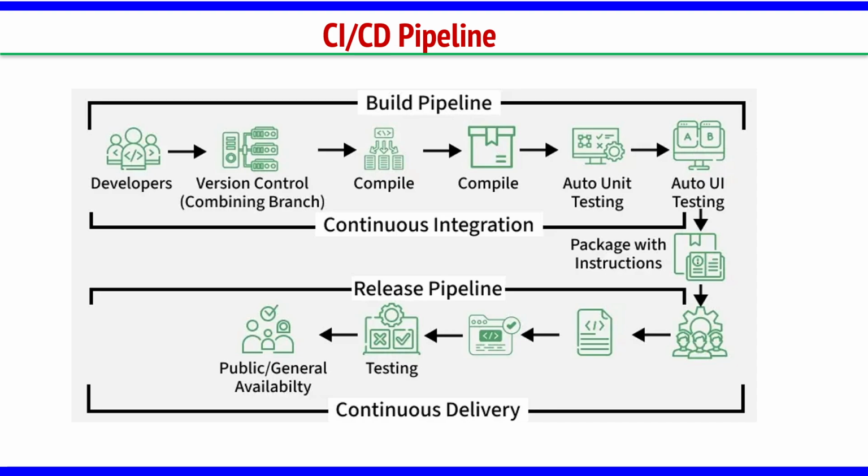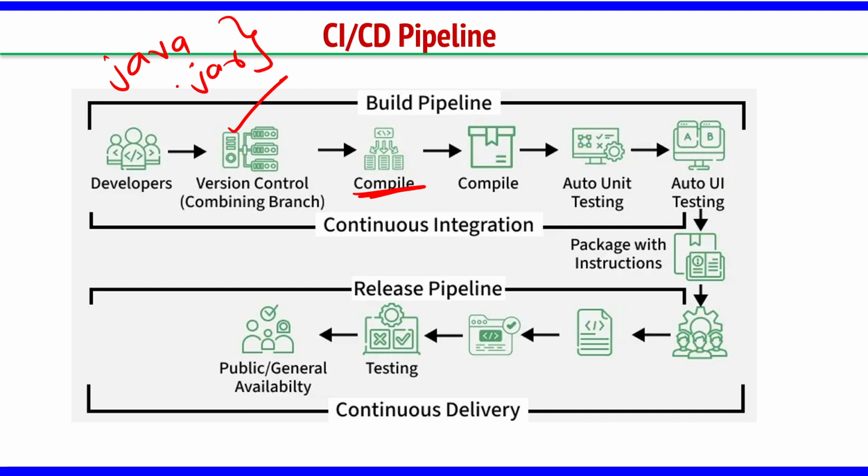Developers will write the code, then I will use some version control software. That means I will be pushing the code to GitHub. I will be merging the feature branches to the main branch. All that task will be done in version control. Then we will compile or build. The code I have written is converted to the executable format. For example, for Java we have .jar. The code is converted from Java to .jar.